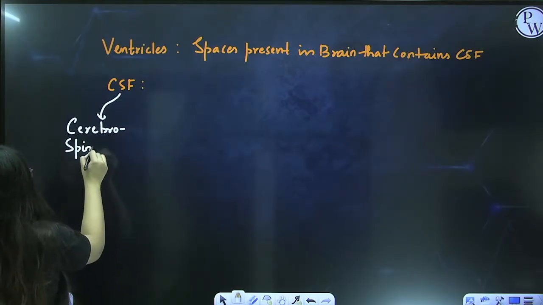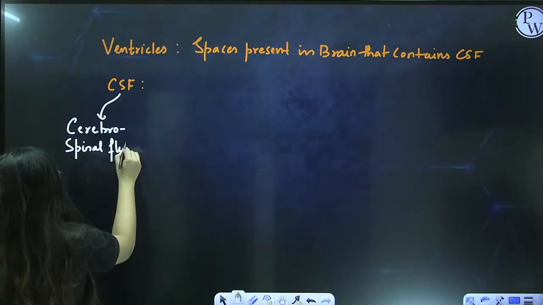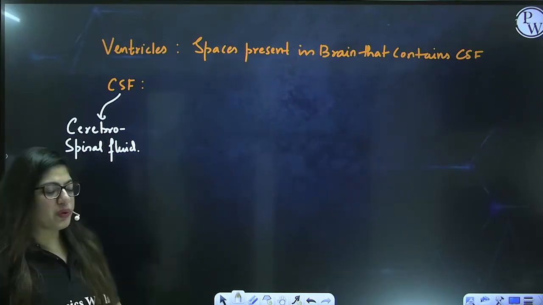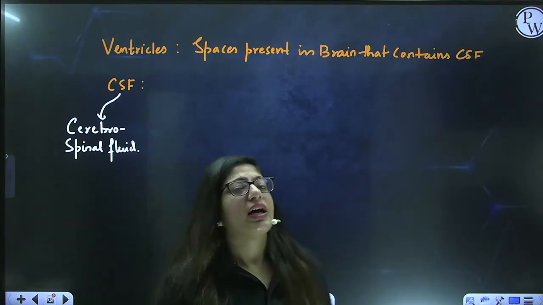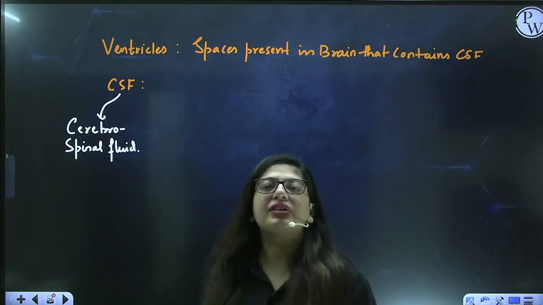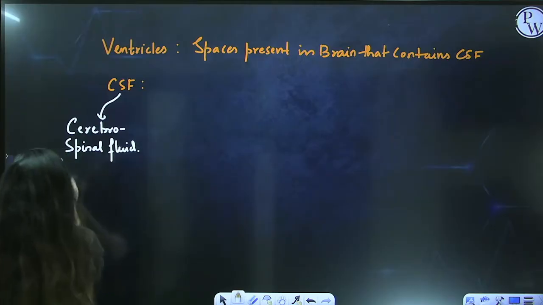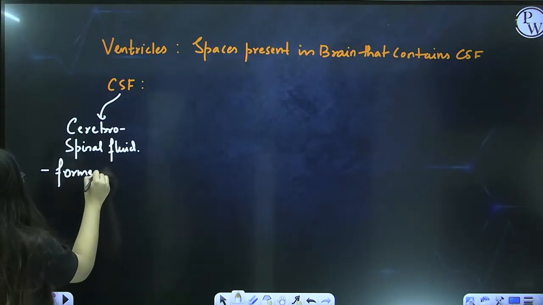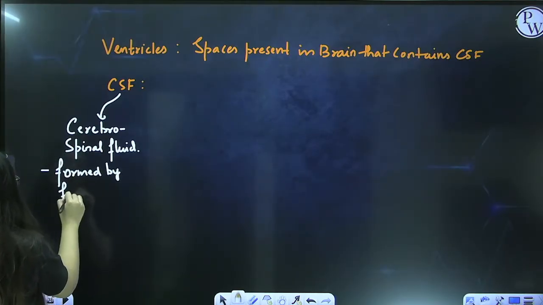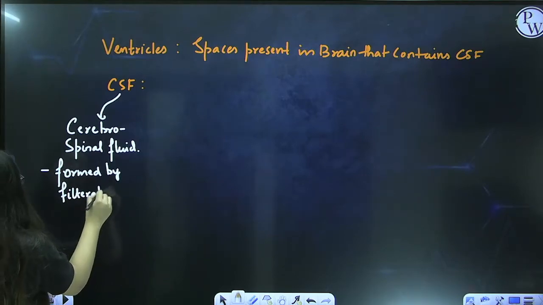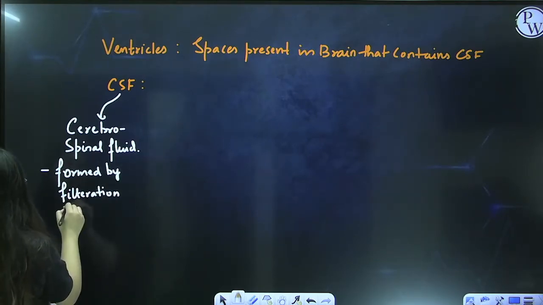Your blood is your body fluid and it is present in all your body organs. But the brain and spinal cord have their separate fluid known as CSF. The CSF is formed from blood only, by filtration of blood. So when the blood gets filtered, it forms the CSF.